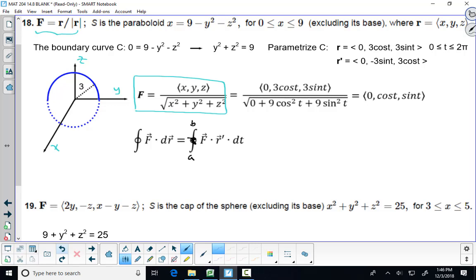So f dot r prime. We take the simplified f, we take our r prime, and let's dot them together. Our interval is 0 to 2 pi because we had a circle. When we dot those two together, it looks like we get minus 3 sine cosine plus 3 sine cosine. So that all is going to equal 0.